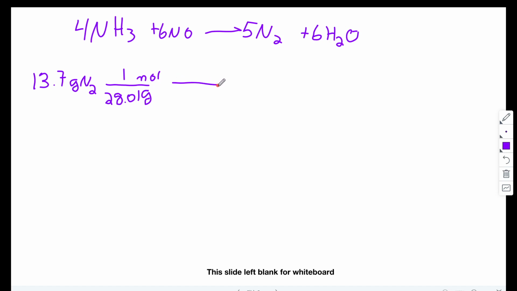Okay, now we start with N2, so N2 is going to go on the bottom, and then we want to find one of these two. So we've got to pick which one we're going to solve. We'll start with NH3 because it's on top.